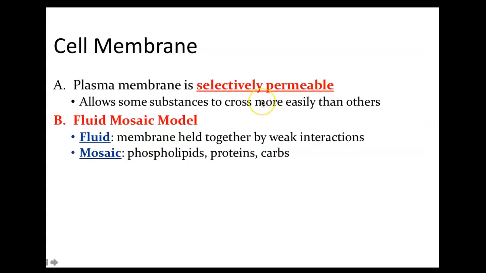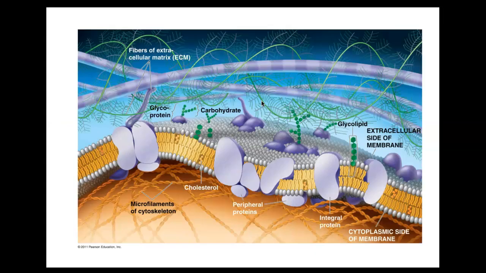These words are included. Selectively permeable. You guys already know what that means, so I'm just going to skip through this. This is the beautiful picture we see of our cell membrane. We have our extracellular matrix out here. Remember in our pictures, if it's purple, it's a protein. If it's green, it's a carbohydrate.